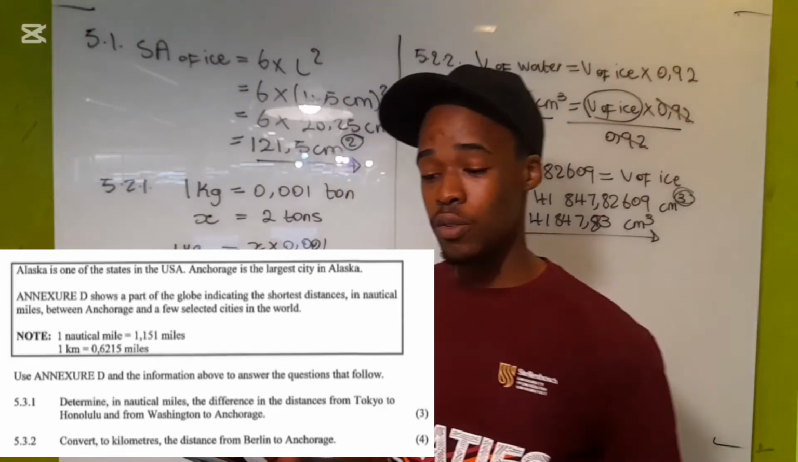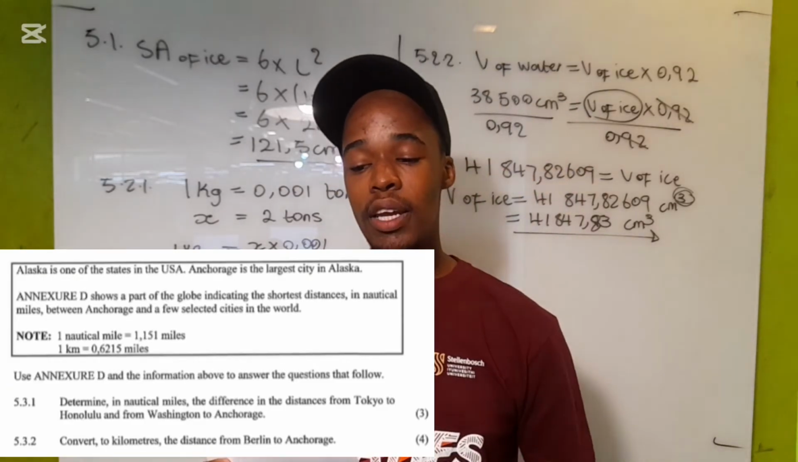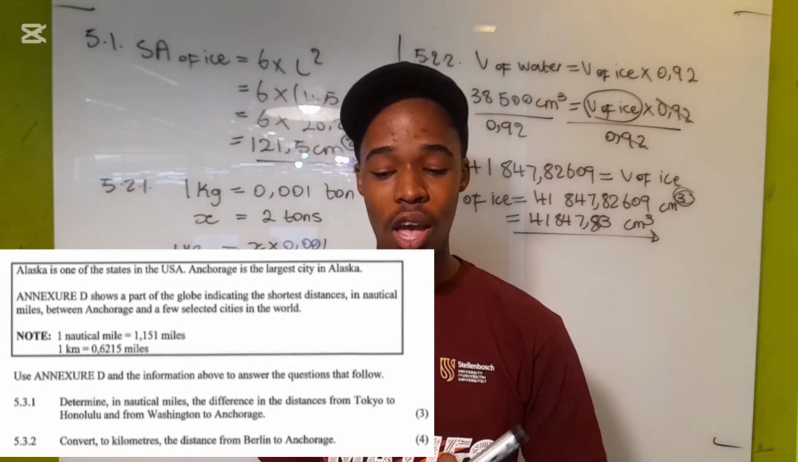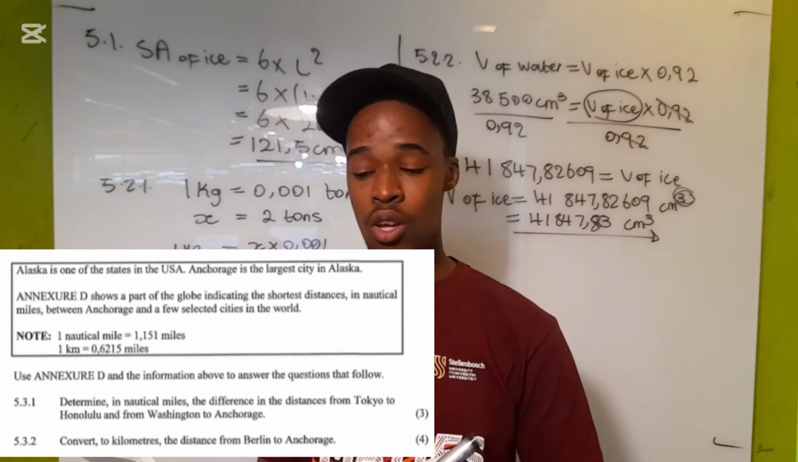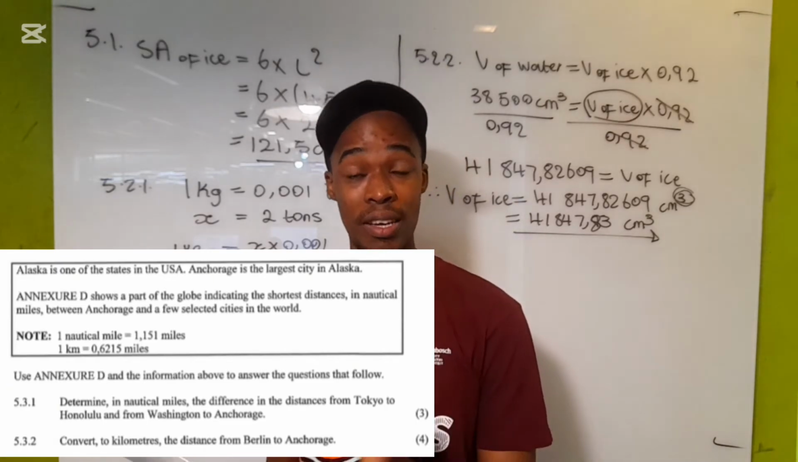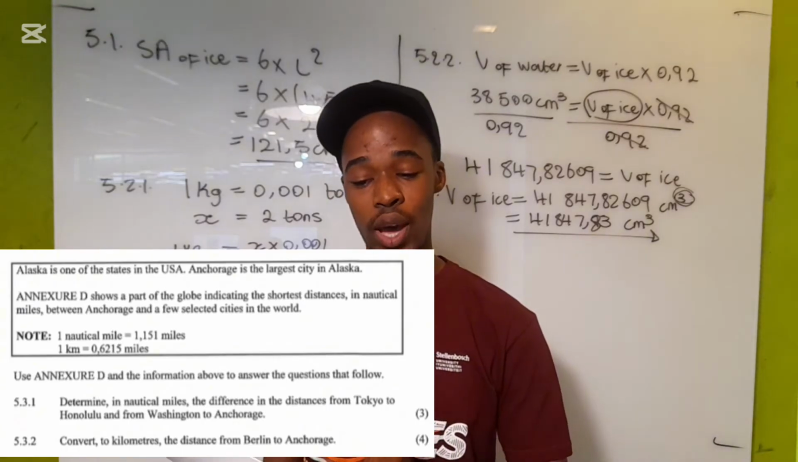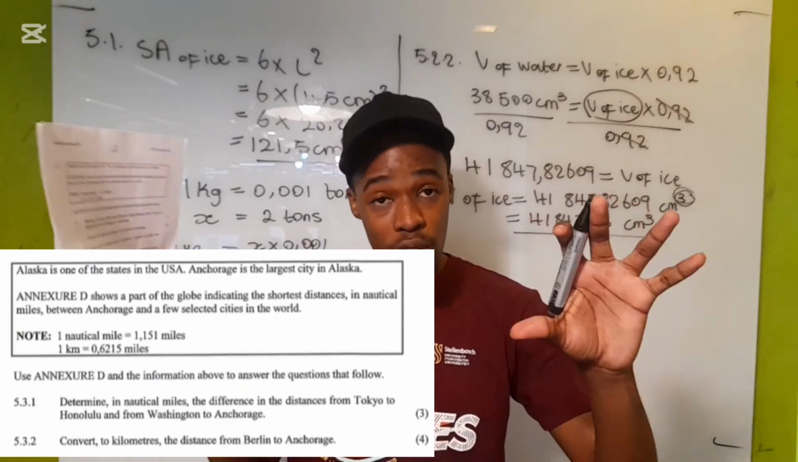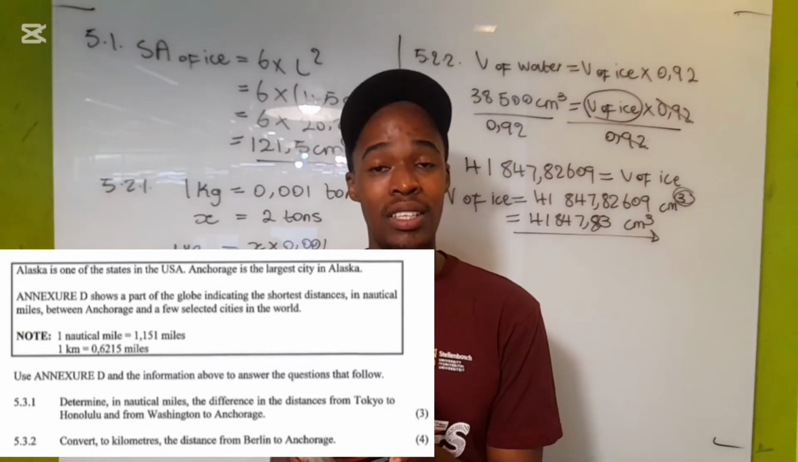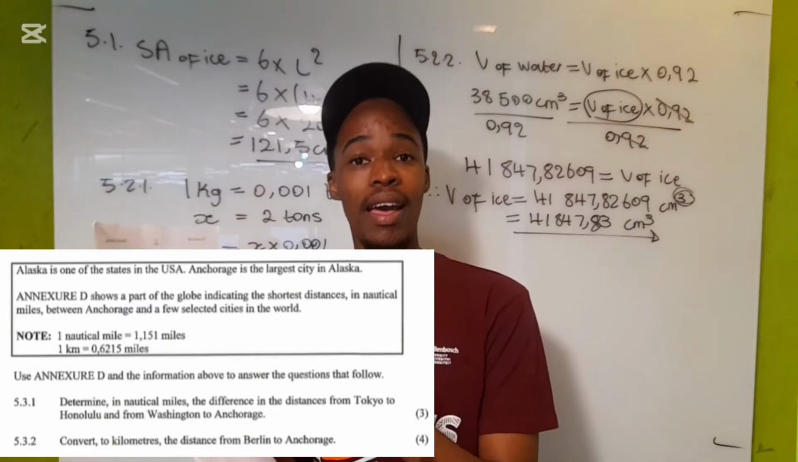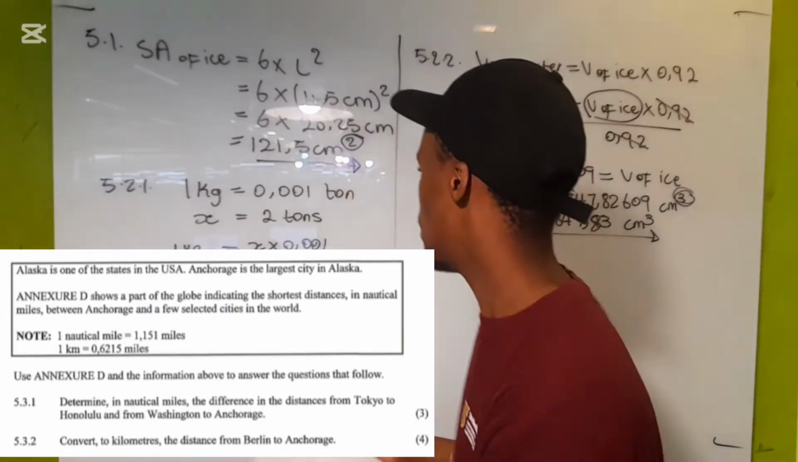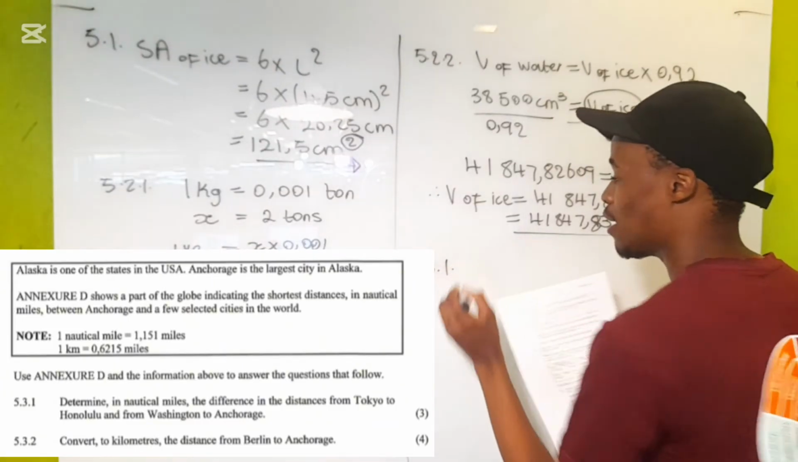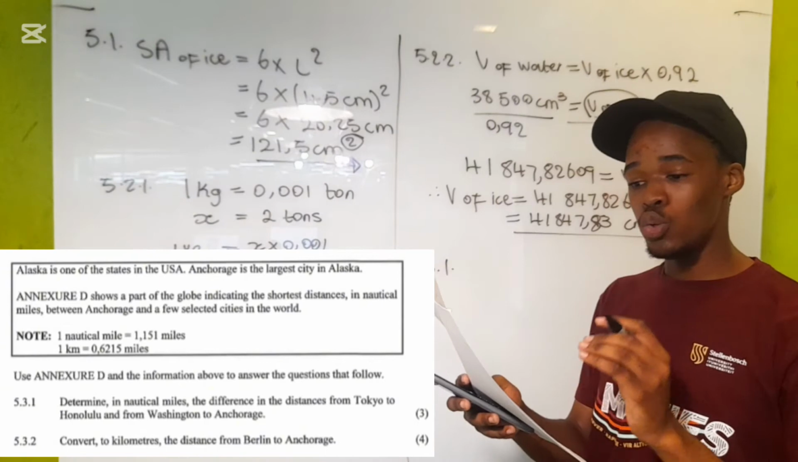They say you may use the annexure and the information above to answer the questions that follow. First question, 5.3.1. Determine in nautical miles the difference in the distances from Tokyo to Honolulu and from Washington to Anchorage. So here we first have to determine the distance between Tokyo and Honolulu, and also the distance between Washington and Anchorage. And then once we find the two distances, we're going to determine the difference. It means that we're going to take the bigger one and subtract the smaller one.